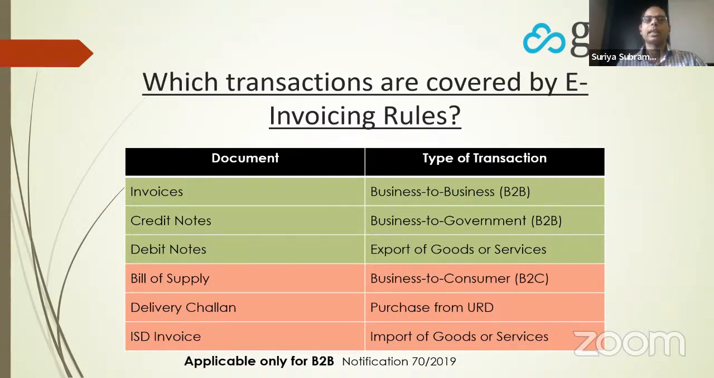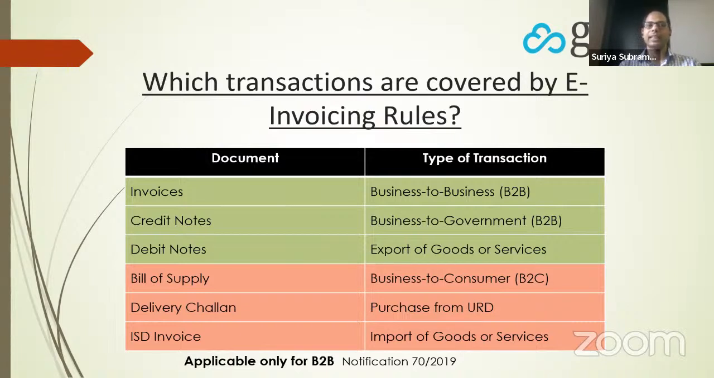Now, what are the types of transactions? Within invoice, do I have to generate e-invoice for all invoices? The answer is no, only for those shown here in green. If you have a business-to-business B2B transaction, then you need to generate e-invoices. If you have a B2G transaction, if you are supplying services or goods to the government, then you need to generate e-invoices. If you are exporting goods or services to recipients outside India, then you need to generate e-invoices.